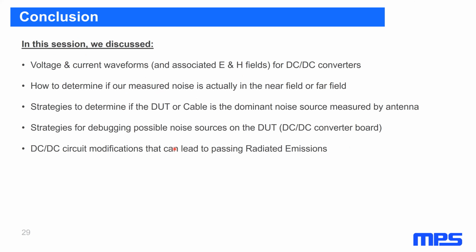So in conclusion, in this session, we discussed voltage and current waveforms and their associated E and H fields for DC to DC converters. We reviewed how to determine if our measured noise is actually in the near or far field. We looked at some strategies to determine if the DUT or cable is the dominant noise source that is measured by the antenna. We looked at strategies for debugging possible noise sources on the DUT. And we went through a couple DC to DC circuit modifications that led us to passing radiated emissions.